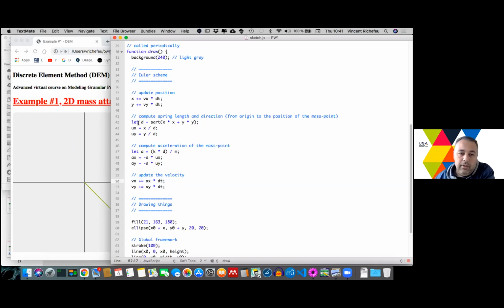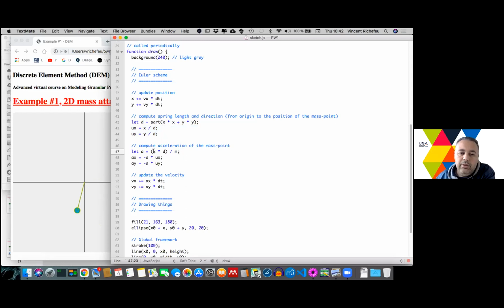Just like before. Here I made something different. I will compute the distance between the mass point, which is at position x and y, and the origin 0, 0. So this is the distance, and I can define also a unit vector, which is from the origin to the mass point. Okay, done.